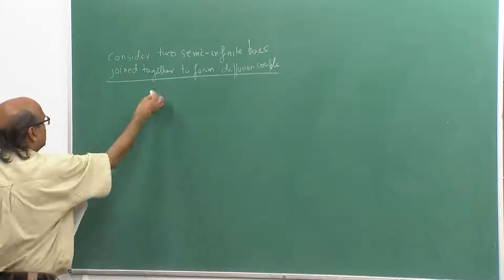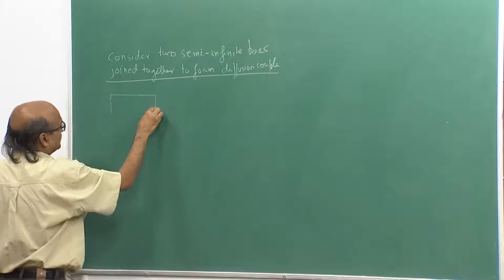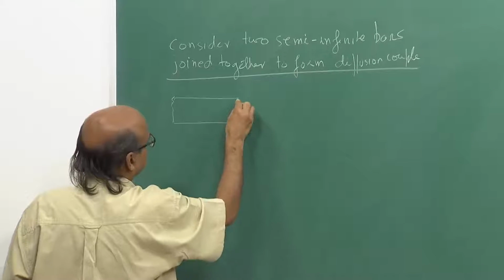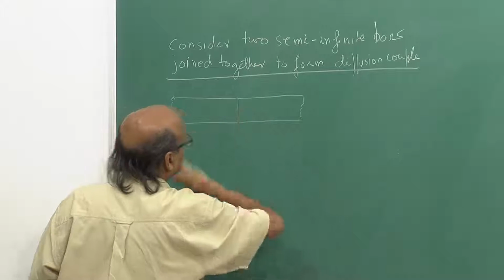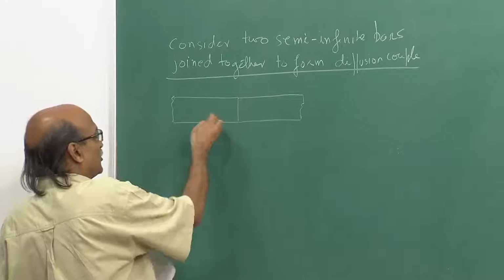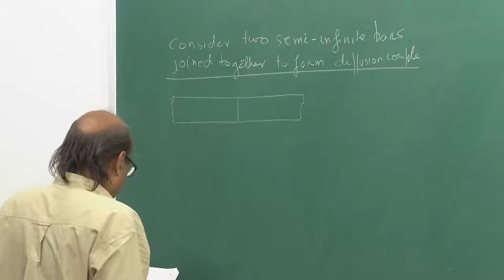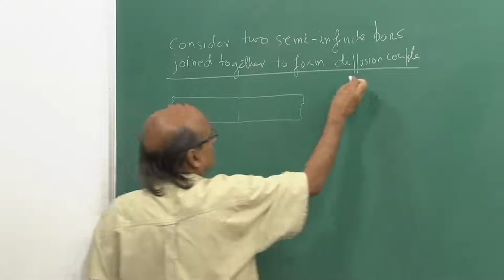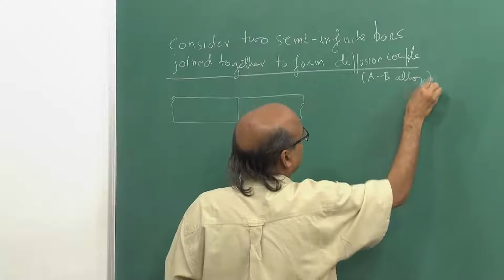So, the situation is like this. I have two bars which are joined together, two long bars. For all practical purposes, they could be considered as infinite in both directions, and of let us say some alloy AB. So, B is a solute.